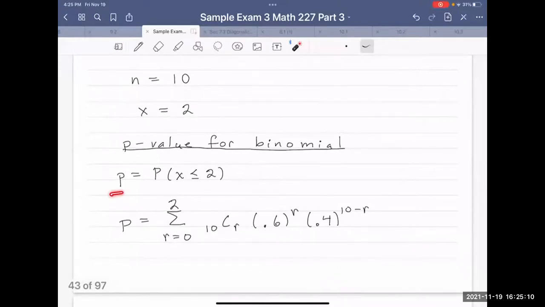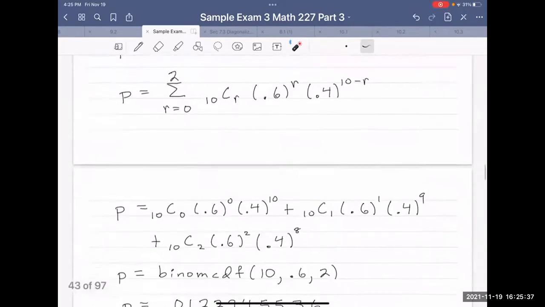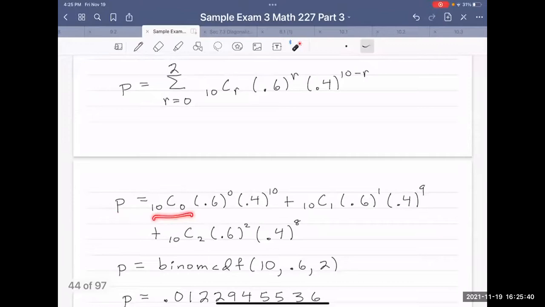So let's find the p-value. I want to find the probability that x is less than or equal to 2. So this is just the sum, r equaling 0 to 2, of, again, I'll use the binomial probability formula: nCr, p to the r, q to the n minus r, so 10 choose r, 0.6 to the r, 0.4 to the 10 minus r. And so P is just 10C0, 0.6 to the 0, times 0.4 to the 10, plus 10C1, 0.6 to the 1, 0.4 to the 9, plus 10C2, 0.6 squared times 0.4 to the 8th.